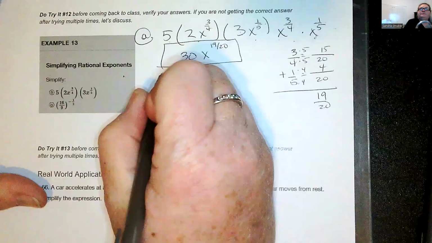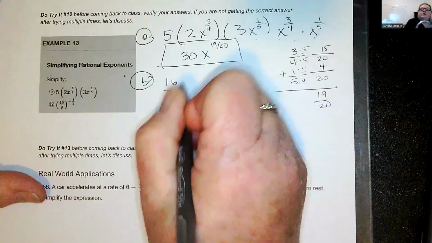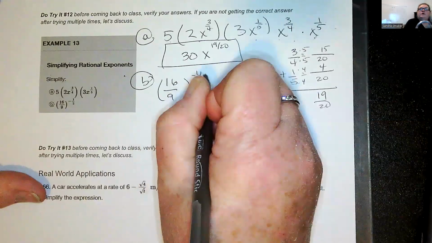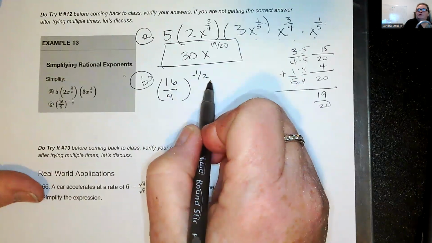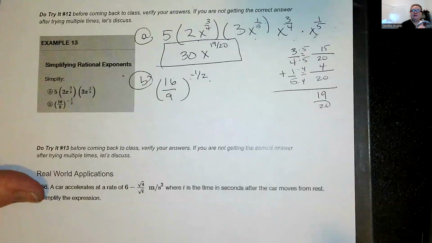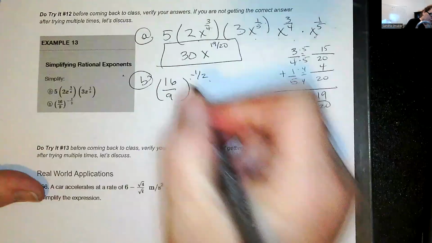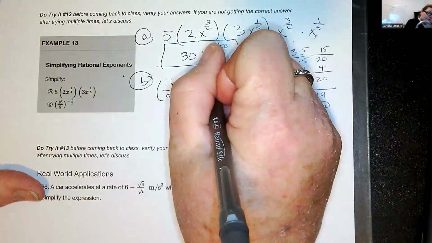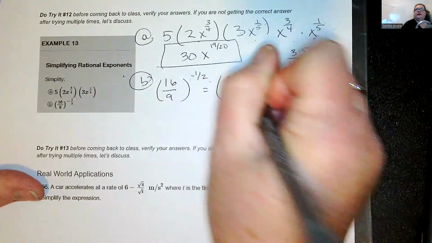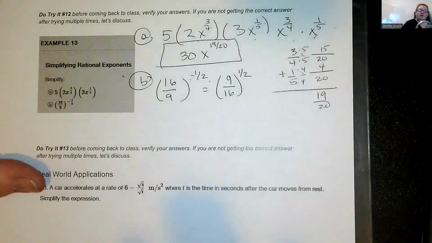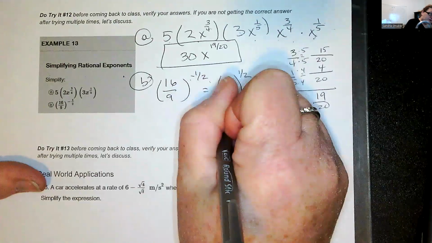All right, B. We've got 16 over 9 raised to the negative 1/2. Well, power over root is great. This is just going to be a square root, but we have a negative. Negative means inverse, so we have to flip our fraction. So to get rid of the negative, we'll start by going, okay, 9/16 to the 1/2. Negative's gone. Boom. So now we've got the square root of 9 over the square root of 16.